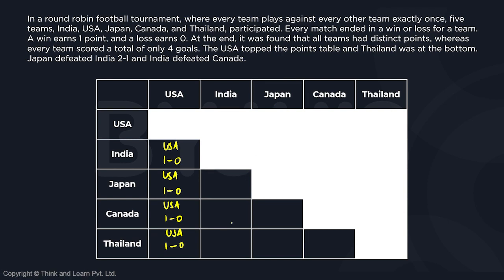We also know that Thailand is going to lose all its matches. That means in the match between Thailand and India, India wins. By how many goals? No idea. The match between Japan and Thailand, Japan wins. By how many goals? No idea. The match between Canada and Thailand, Canada wins. We are also told that Japan defeated India. So in the match between India and Japan, Japan is supposed to defeat India, and this was 2-1, that is known. And India defeated Canada. So if India is going to defeat Canada, we will have India here.